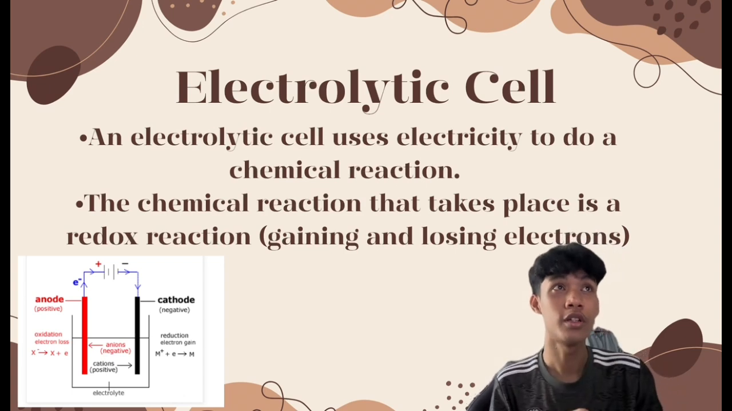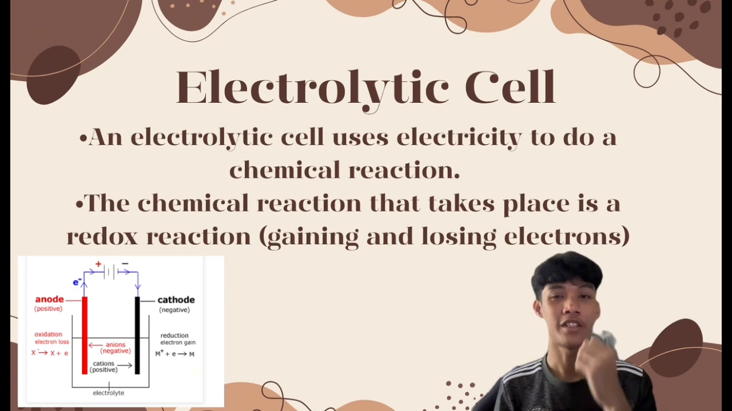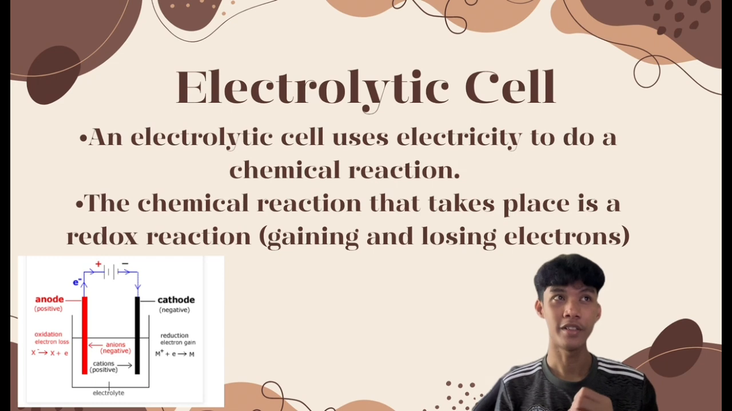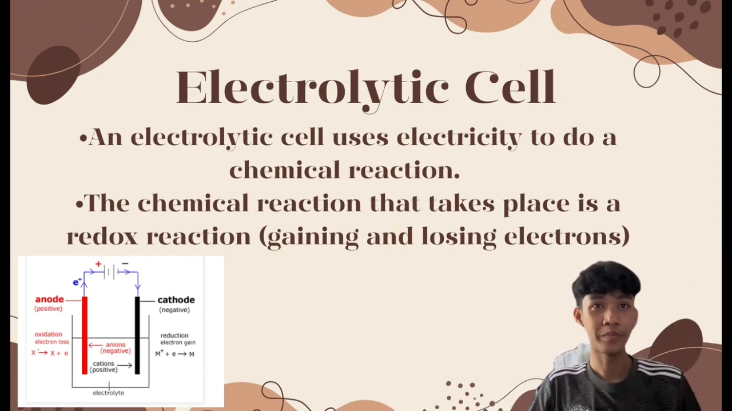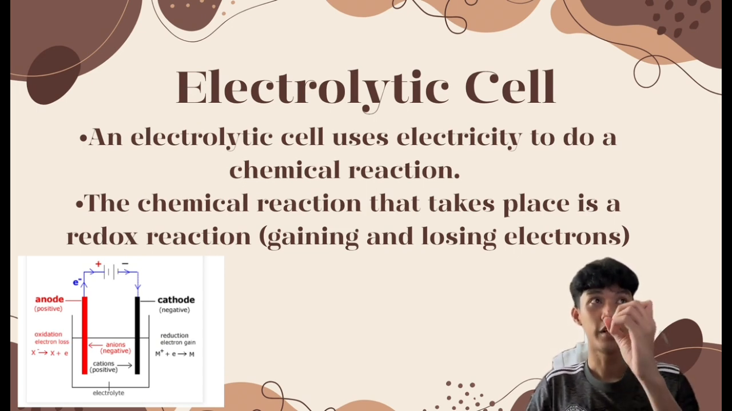So next we go to electrolytic cell. An electrolytic cell uses electricity to do a chemical reaction. The chemical reaction that takes place in a redox reaction is gaining and losing electrons. Alright, so what happens at each electrode? Okay, first we must know the anode is always positive and the cathode is always negative. Oxidation is always at the anode and reduction is always at the cathode.